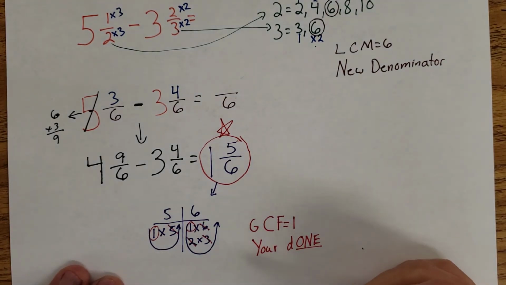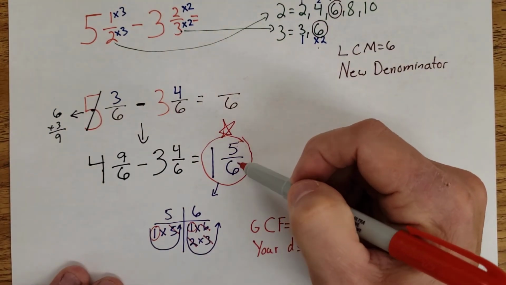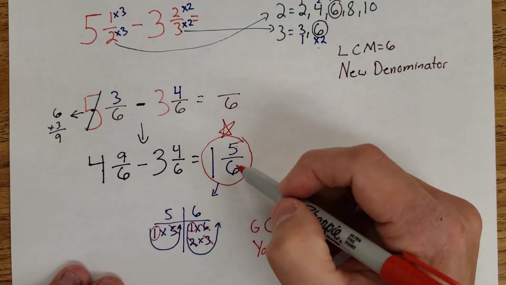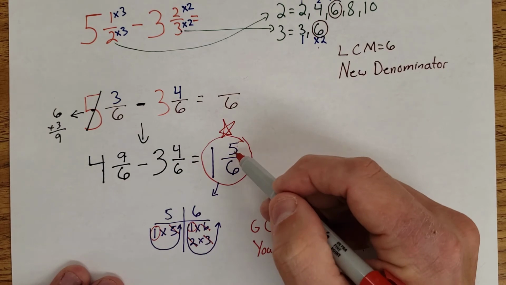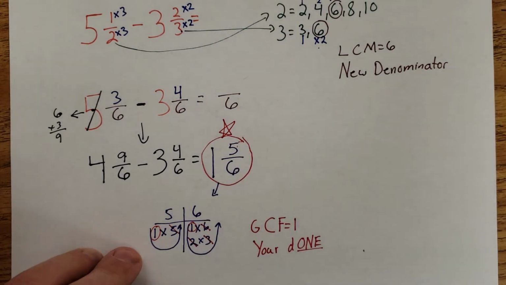Now here's a trick. See how the 5 and the 6 are 1 digit apart? If they're 1 digit apart, it can't be simplified. They're 1 digit apart, 5, 6, 1 digit apart. They cannot be simplified. Let's try one more of these questions.